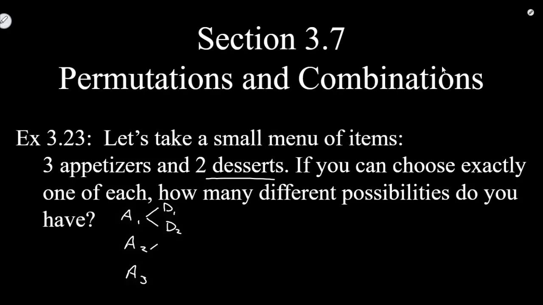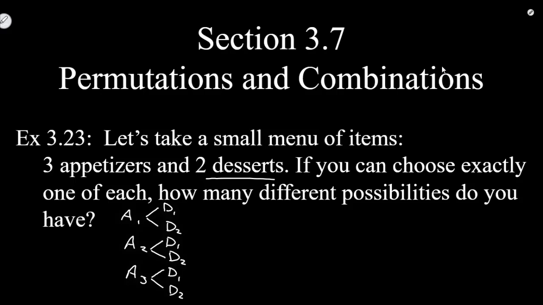But if we choose appetizer 2, we still have our 2 options for desserts. So we could choose appetizer 2 with dessert 1 or appetizer 2 with dessert 2. I'm having a hard time saying that word today. And then if we chose appetizer 3, we could also choose dessert number 1 or dessert number 2.